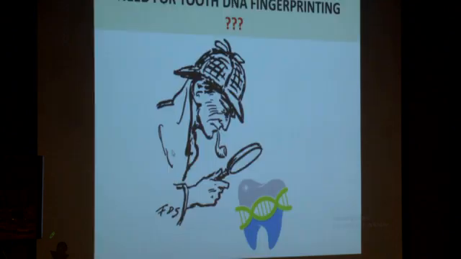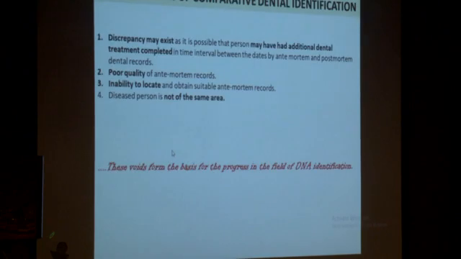records. Now, having said that, if you can compare the antemortem and the postmortem records and identify the individual, then what is the need for DNA fingerprinting? And that too from the tooth. Why do we need all this? Because there are some disadvantages of this comparison. What are these disadvantages? Let us have a look at them.